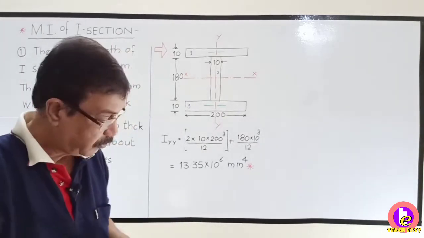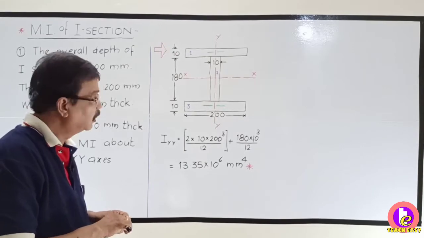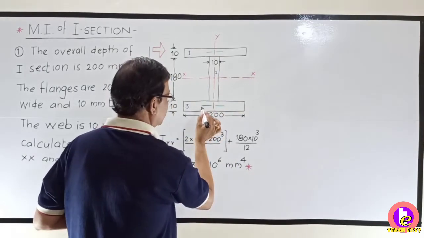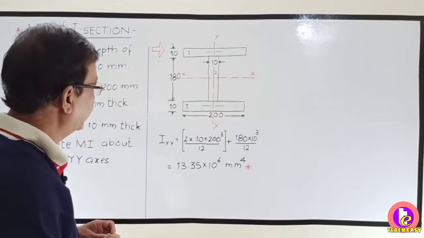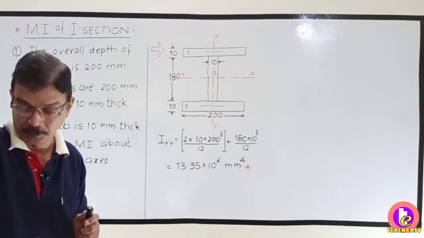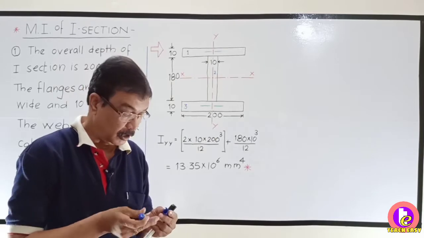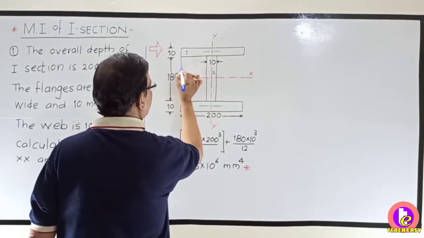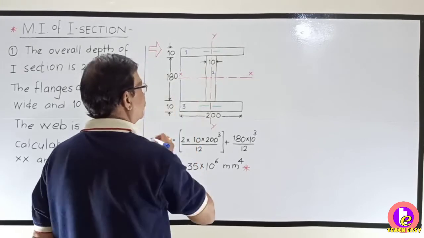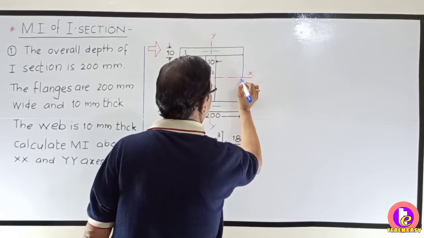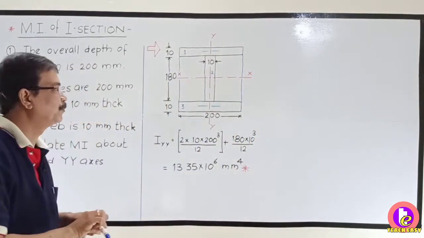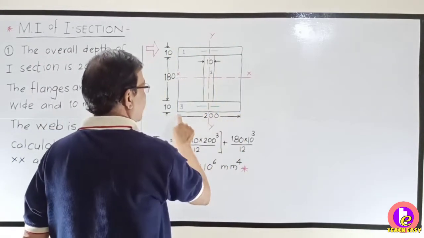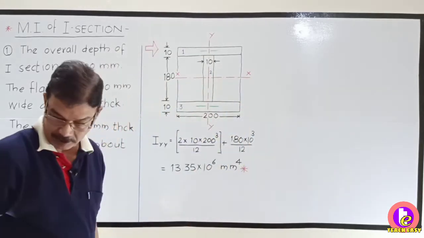Now, for IXX, this is XX axis of first part, XX axis of second part will coincide with overall XX axis, and third part is different. So let us see how to find out IXX. For IXX, we will use the symmetry of the section. Here, I can say that if I complete this rectangle, in this case it will be a square because it is 200 by 200. So what I am doing, I am completing this rectangle or square, and now you can see that this outer square and these inner squares are symmetrical about XX axis.